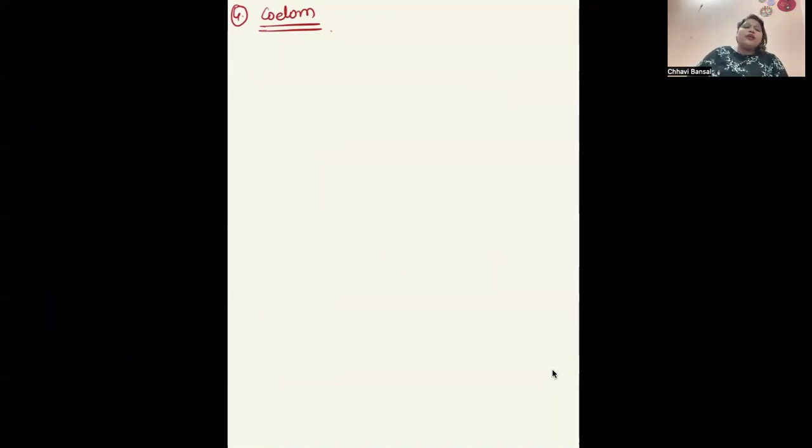So that cavity is called coelom. The organisms can be classified on the basis of absence or presence of coelom. So to make sure that organisms are properly classified, coelom is used as one of the bases of classification.